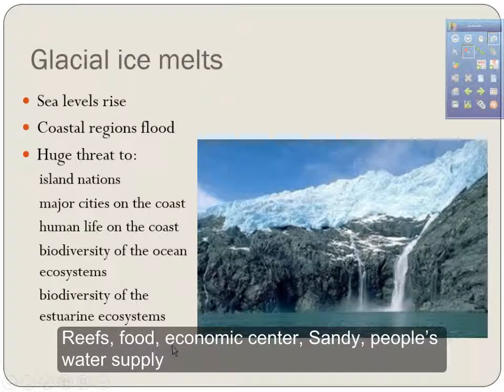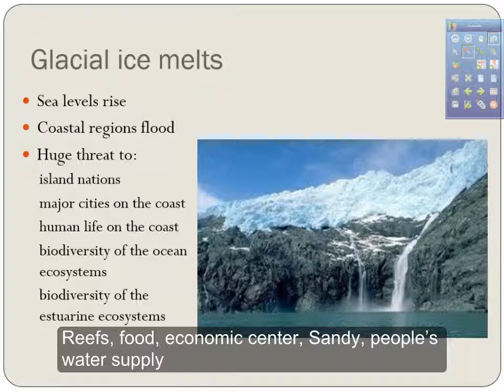So once you have a lot of ice melt at the poles, this poses huge problems for overall life, because that means that sea level is going to rise. So think about here in Houston, what happens if sea level rises 5 feet? Half of Galveston is going to be underwater. So coastal regions are going to flood, which is a huge threat to islands, right? Like Bermuda, a lot of the Caribbean islands that we like to go to on vacation would be underwater.